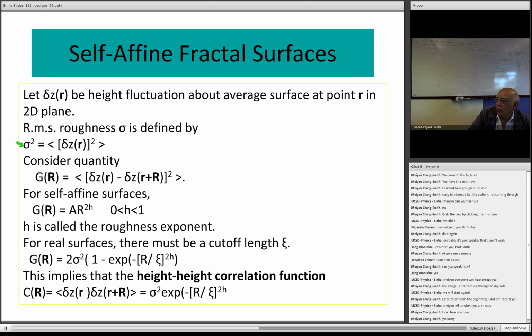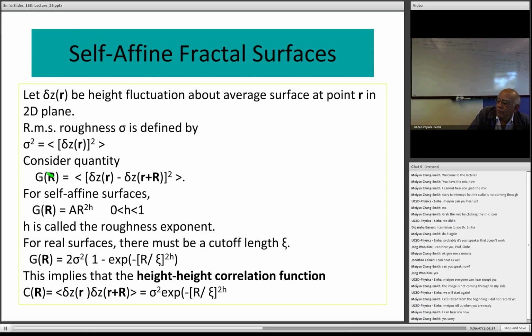Now consider the quantity g of r, which is the average of the square of a height fluctuation, the height difference between 2 points separated by a vector r. You imagine a rod of length r thrown onto the surface, and you measure the height difference at its two ends, and you square that because it can be positive or negative, and you move this rod all over the surface and take the average of that square. And that's this mean square height difference function g of r.